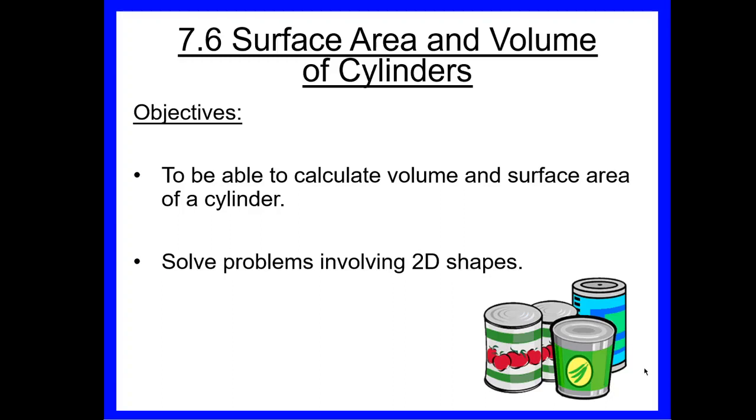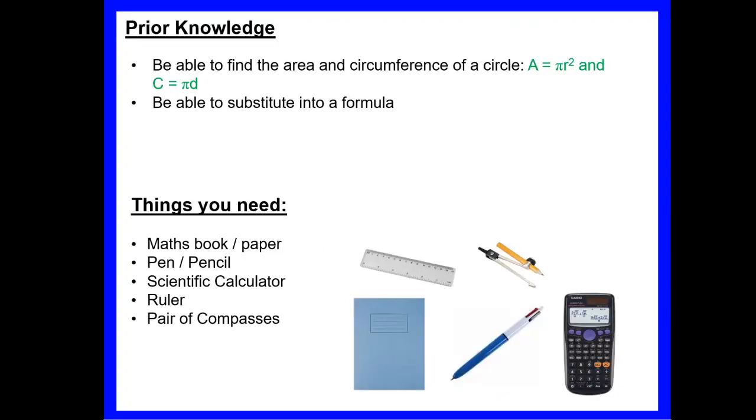Hi there, so today's lesson is 7.6, surface area and volume of cylinders. The objective today is to be able to calculate the volume and surface area of a cylinder and to solve problems involving 2D shapes. So prior knowledge before we start: you should already be able to find the area and circumference of a circle.